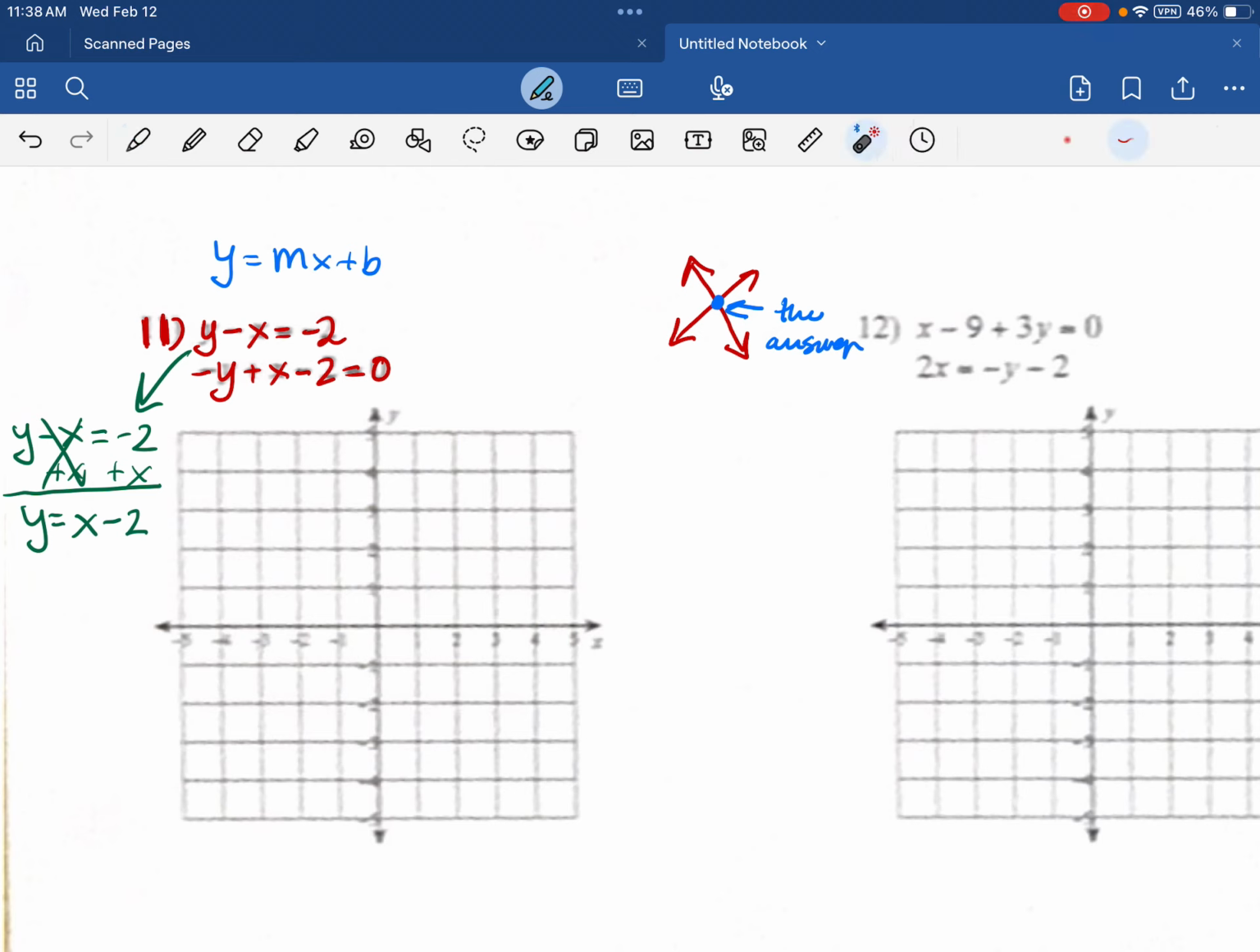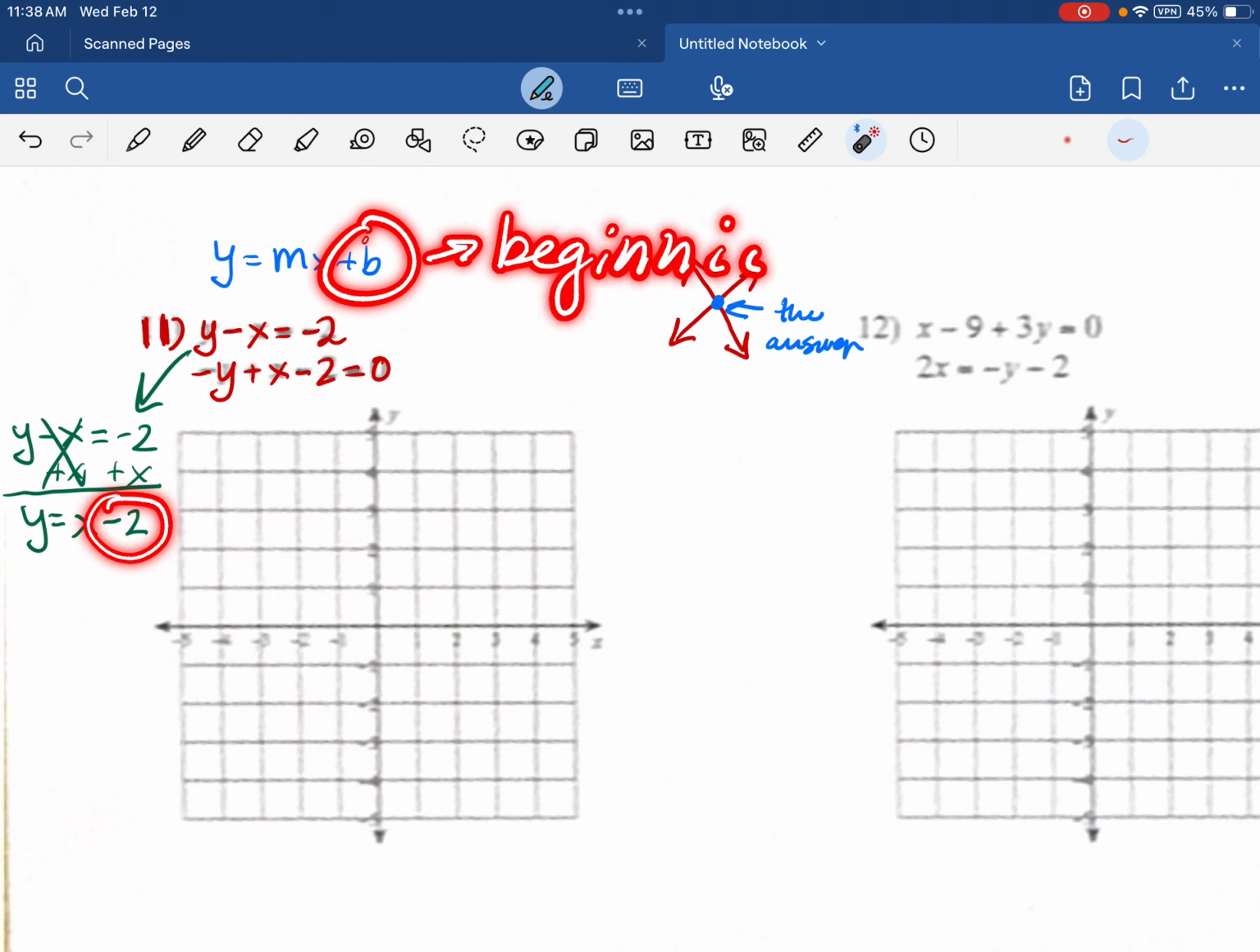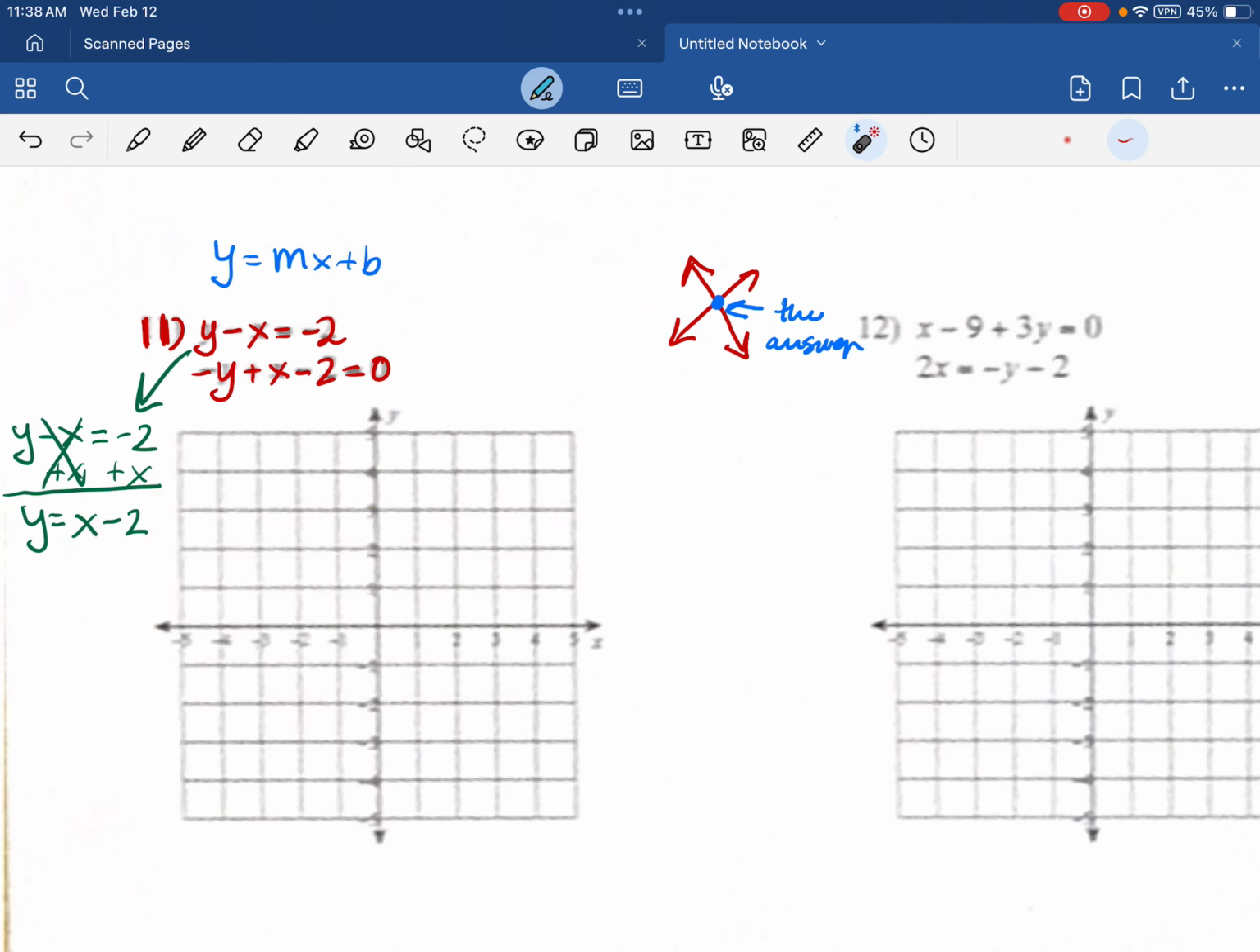Now, let's jump into graphing this. First thing I want to look at is b. b stands for beginning. That looks good enough. I start with my beginning point, which is also known as my y-intercept. The y-intercept tells me where to start on the y-axis. It looks like it's at negative 2. So I'm going to put a little dot 2 spaces down from the middle. Okay, and that's my beginning point.